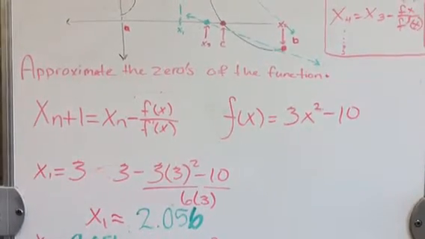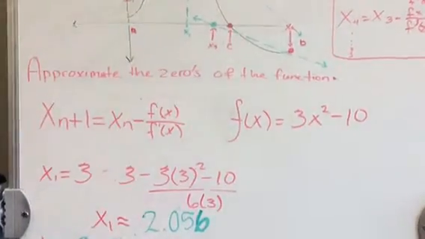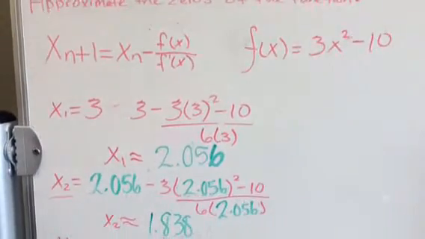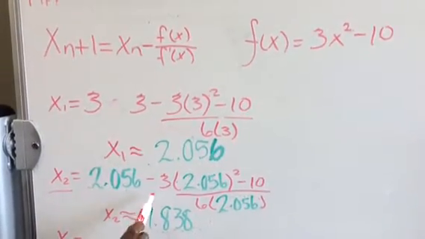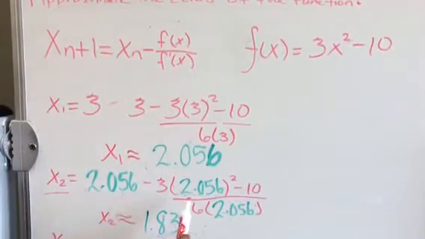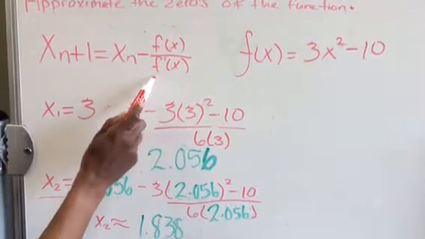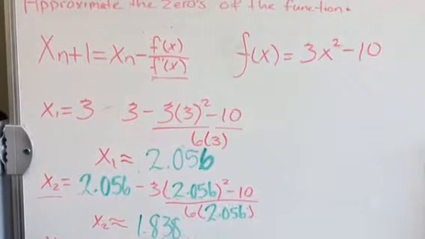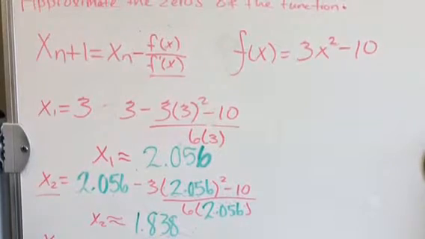Once you get your first approximation, you then plug it into your formula again. So we want to find x sub 2. 2.056 minus 3 times 2.056 squared minus 10 divided by the derivative of the function, which is 6 times 2.056. Our x sub 2 approximation is 1.838.